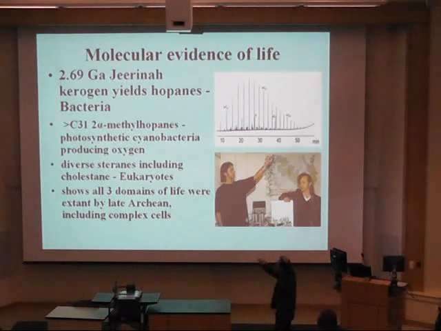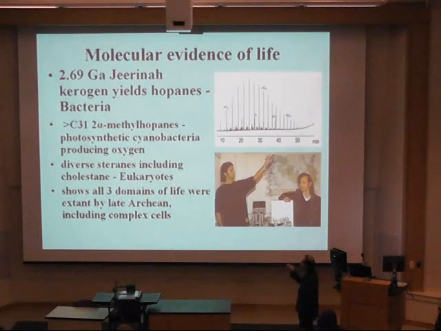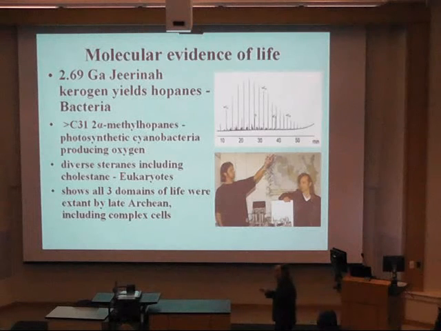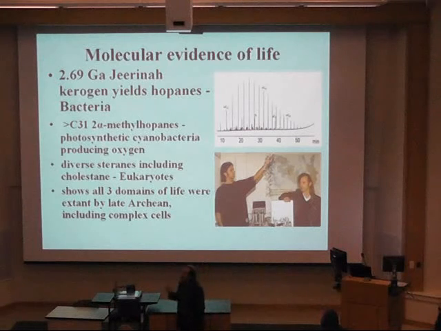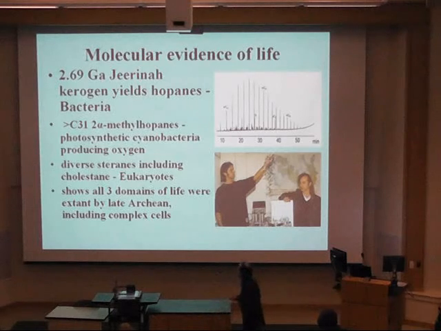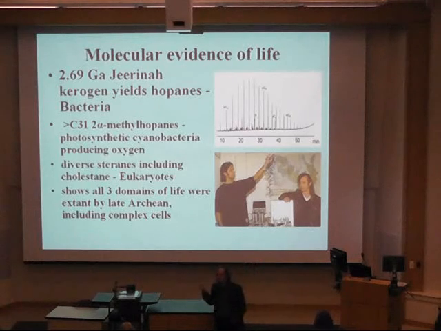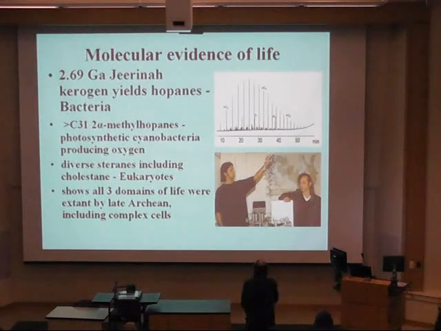You can get hopanes, which are diagnostic of bacteria. You can get particular hopane molecules. These are the greater than C31 2-alpha methyl hopanes. They're characteristic of cyanobacteria, though not exclusively diagnostic of cyanobacteria. So these tell you that you're dealing with a particular phylum of bacteria that metabolized in a particular way. Cyanobacteria perform oxygenic photosynthesis.